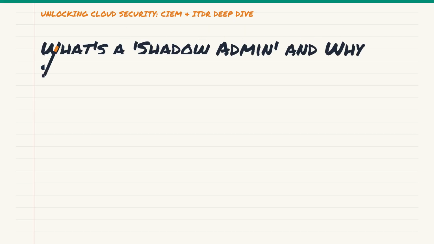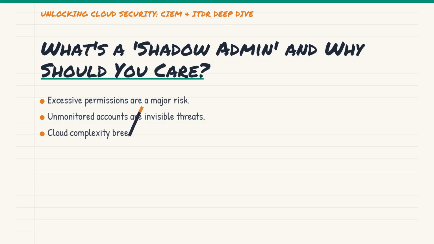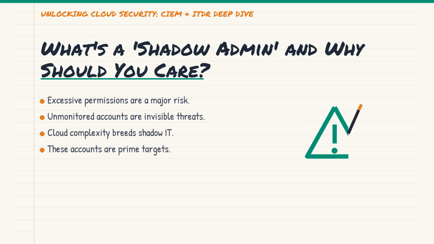Okay, so we've all heard about least privilege, right? The idea is to give users only the access they absolutely need. But in the cloud, especially with sprawling environments and rapid deployments, things can get murky. Sometimes, accounts end up with way more permissions than they should, often without anyone realizing. We call these shadow admin accounts, and they're like that unlocked back door to your entire digital kingdom.